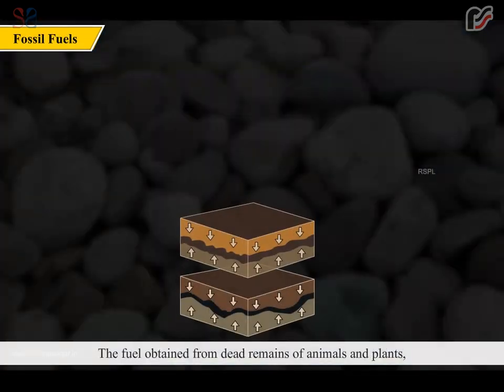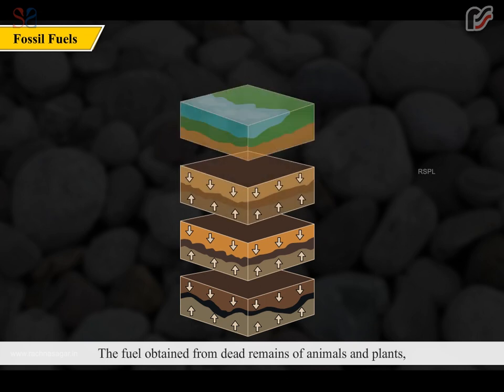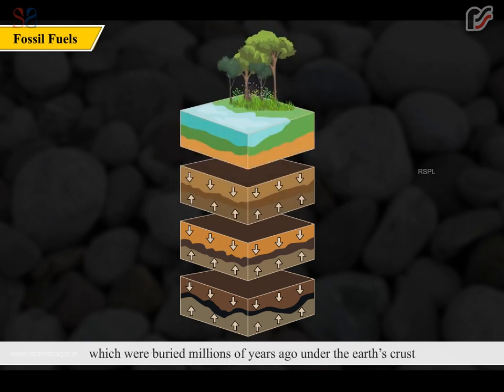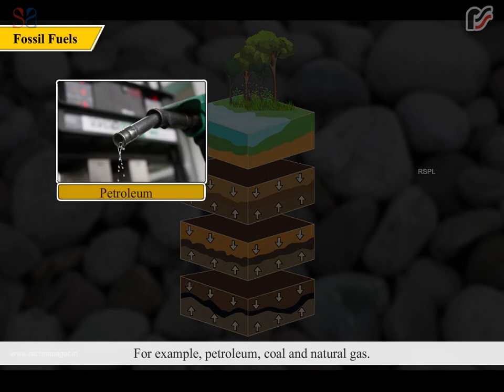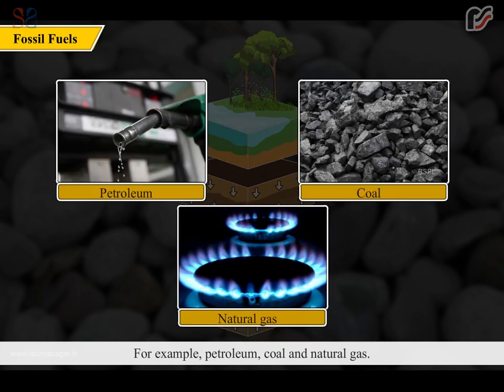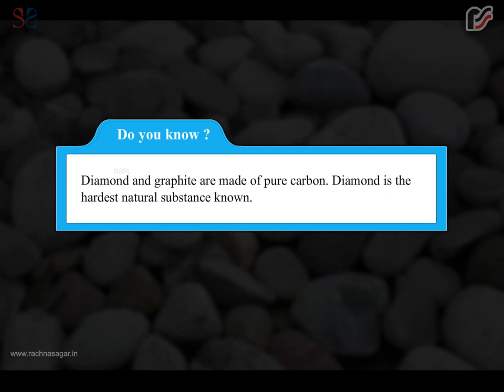Fossil fuels. The fuel obtained from dead remains of animals and plants which were buried millions of years ago under the Earth's crust or ocean bed is called fossil fuel. For example, petroleum, coal and natural gas. Do you know? Diamond and graphite are made up of pure carbon. Diamond is the hardest natural substance known.